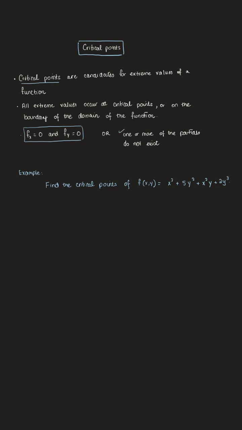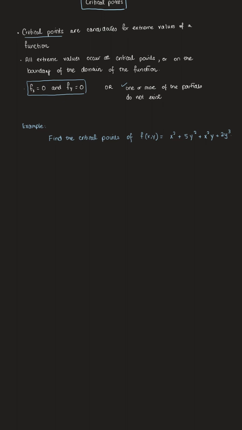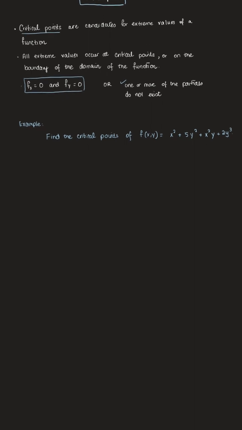So let's try to find the critical points of the following two-variable function. And then in a later video, we'll try to understand whether those points give us maximum values, minimum values, saddle points, or whether we just cannot tell. So let's find the critical points of f of x, y equals x squared plus 5y squared plus x squared y plus 2y cubed. So we need those partial derivatives.